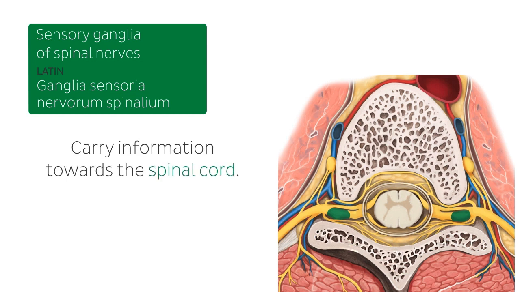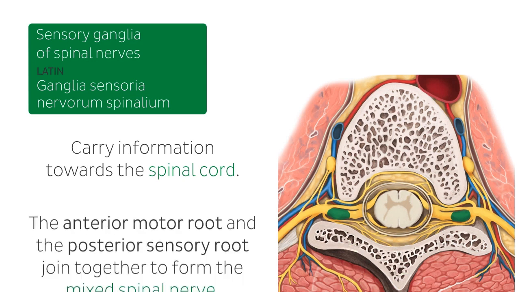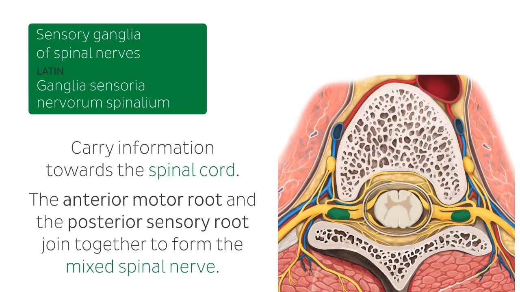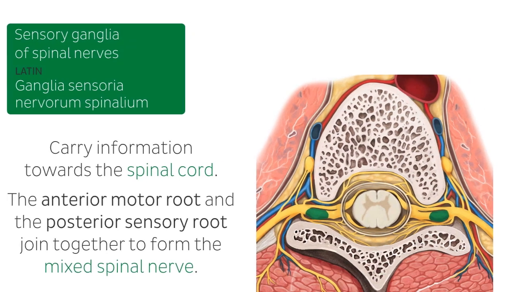If you look carefully in this image, the posterior part we just saw at the end of the intervertebral foramen joins with the anterior part, which is the motor part of the spinal nerve, and together they form the spinal nerve. So, to make a long story short, the anterior motor root and the posterior sensory root join together to form the mixed spinal nerve.